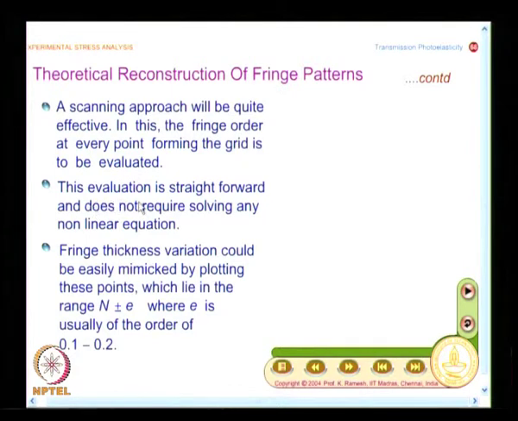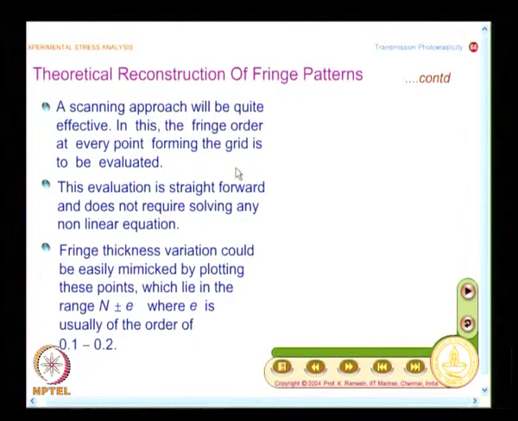So, we have already seen that an image can be identified as an assembly of pixels. So, if you bring in that pixel level of scanning and plot it, you will get fringe contours which are continuous. And what you need to check here, the first advantage is the evaluation is not iterative, this evaluation is straightforward and does not require solving any nonlinear equation. What you essentially do here is you find out the fringe order at every point forming the grid, and I said the grid could be at the pixel level.